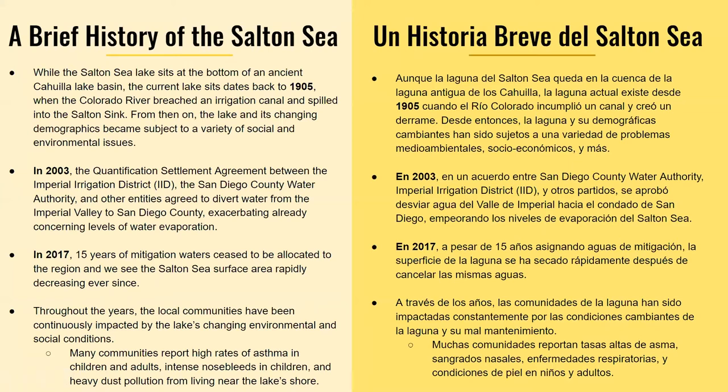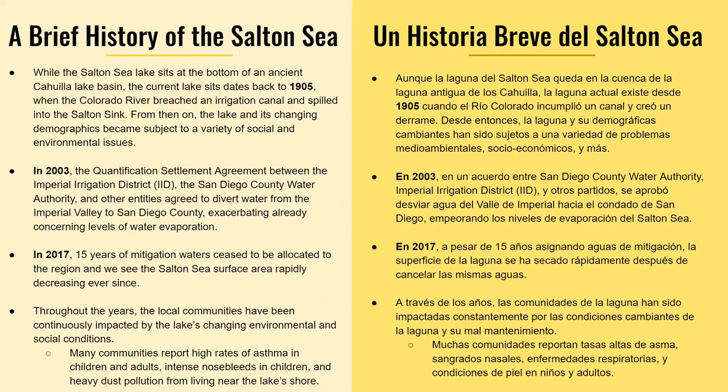The Salton Sea as we know it technically exists only from 1905, but it actually sits at the bottom of the ancient Lake Cahuilla Basin, which we see here in the Coachella Valley, as we're surrounded by the mountains, and then we see the various deposits within those mountains as well. But the current lake actually dates back to 1905, which occurred by accident when the Colorado River breached an irrigation canal and then spilled into the Salton Sink, creating the Salton Sea.